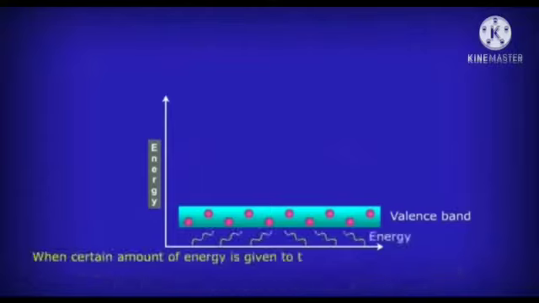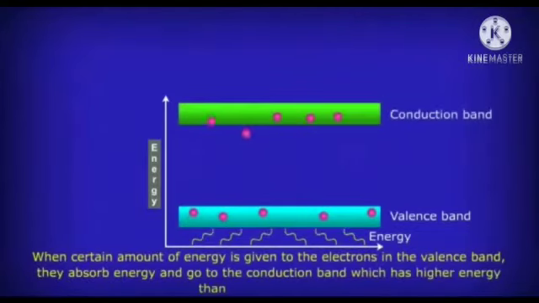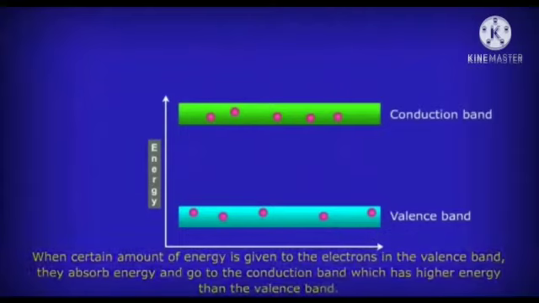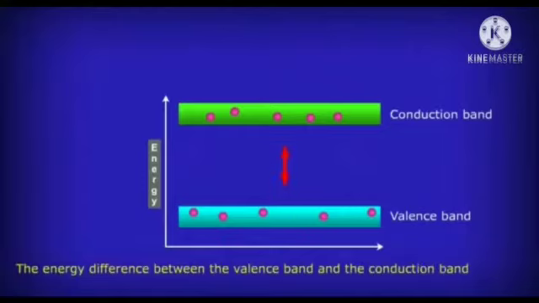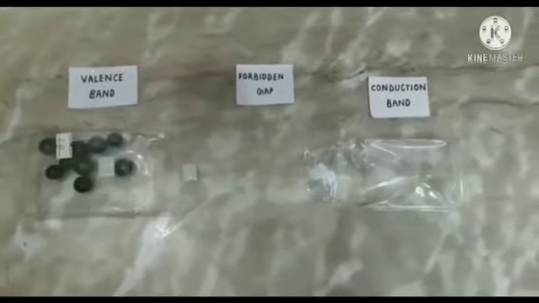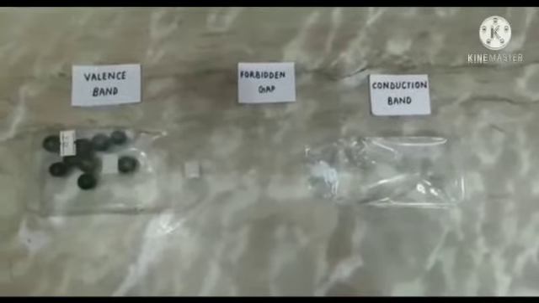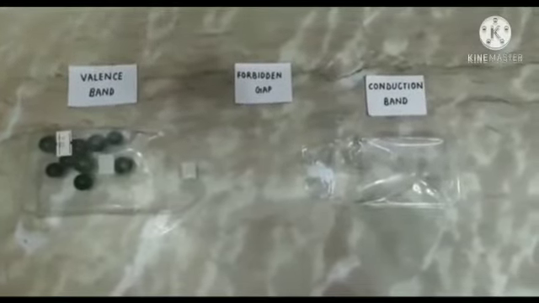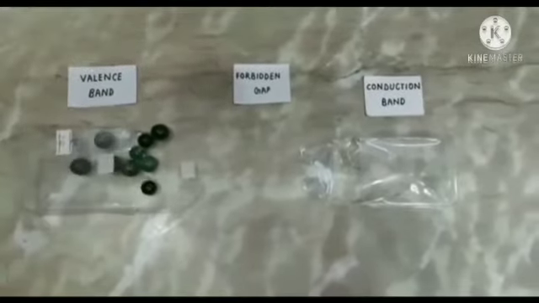When a certain amount of energy is given to the electrons in the valence band, they absorb energy and go to the conduction band, which has higher energy. The energy difference between the valence band and conduction band is called the forbidden gap. In the case of insulators, the forbidden gap between the valence band and the conduction band is very large. Therefore, the electrons cannot pass from the valence band to the conduction band, as shown in this demonstration.